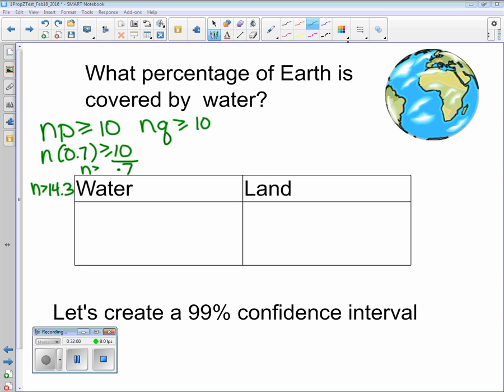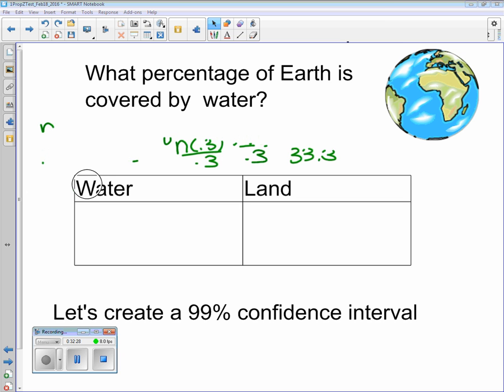How about Q? What's Q? Which is 0.3. What's 10 divided by 0.3? 33.3 repeated. So we need to have at least 34 catches. Can we just make 50? Is that okay? All right, so I just want to make sure you know how big of a sample size I need. It's got to meet the conditions, okay? So we'll say at least 50.